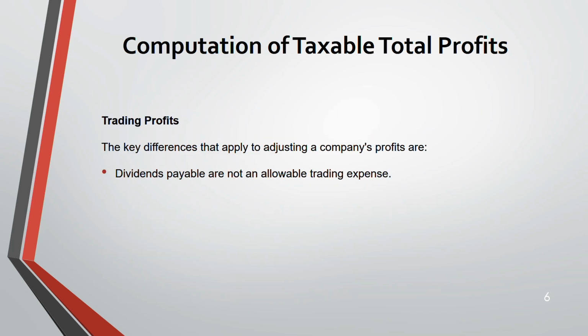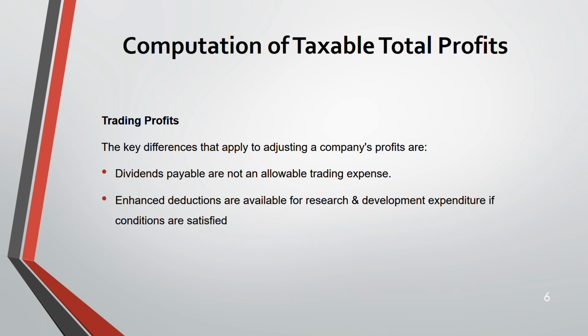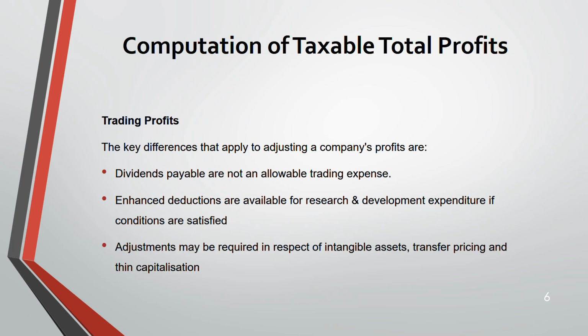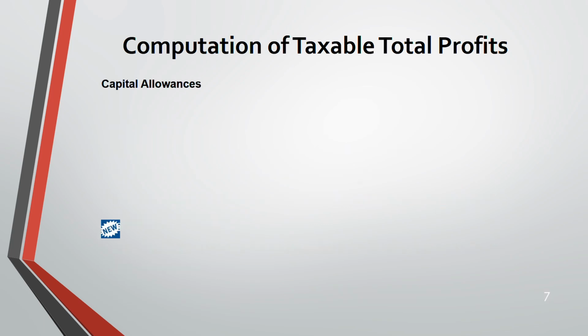Now, dividend payments. Dividends payable are not an allowable trading expense. That means you can't deduct them from your expenses. Enhanced deductions are available for R&D if conditions are satisfied. When we go to R&D, we'll see. Adjustments are required for intangible assets, transfer pricing, and thin capitalization. Now, moving on to capital allowances. Capital allowances are what we have to deduct from trading profit.